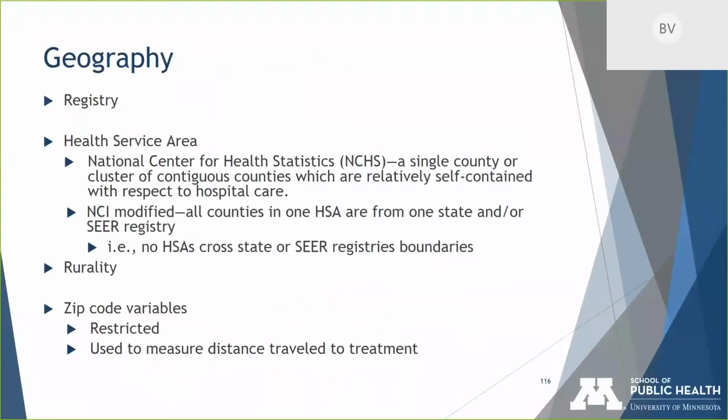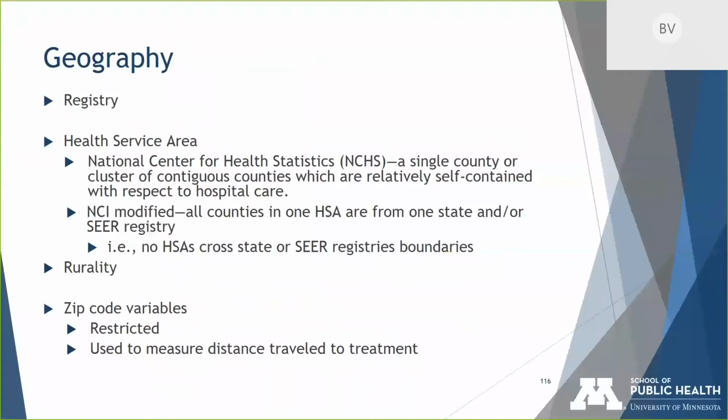So geography is also usually of interest for people. What registry people arise in, also health service area. That's something that's externally created by the National Center for Health Statistics, and it's centered around hospital care. So, everybody in a certain area tends to use the same hospitals, and so we'll group them together. We expect them to be treated similarly, or at least have the same external effects on their treatment choices.